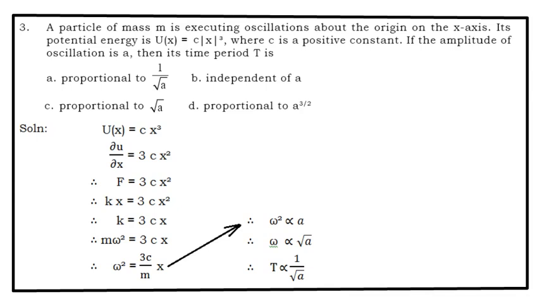Now F is equal to kx, right? x gets cancelled from both the sides. k by m is equal to omega square, so k is equal to m into omega square. So what I get? m into omega square is equal to 3cx. So omega square is equal to 3c by m into x. So omega square is directly proportional to x. If x is maximum, which is amplitude, I can say omega square is directly proportional to a. So omega is directly proportional to a raised to half. If omega is directly proportional to a raised to half, T would be inversely proportional to a raised to half. So option A is the correct answer.